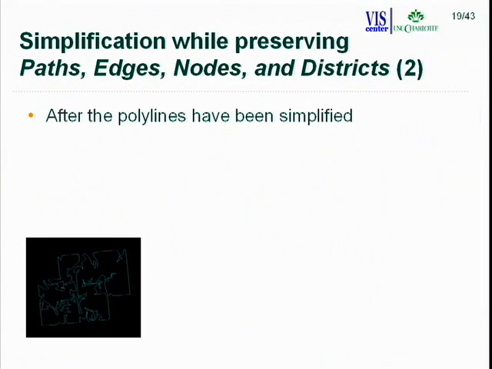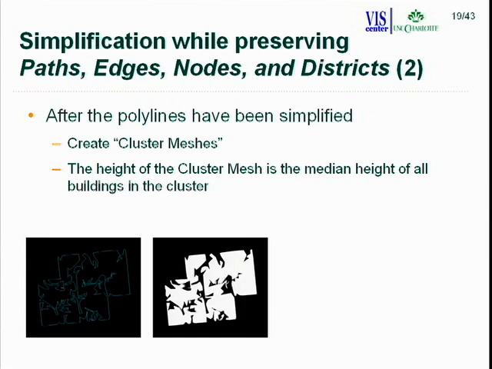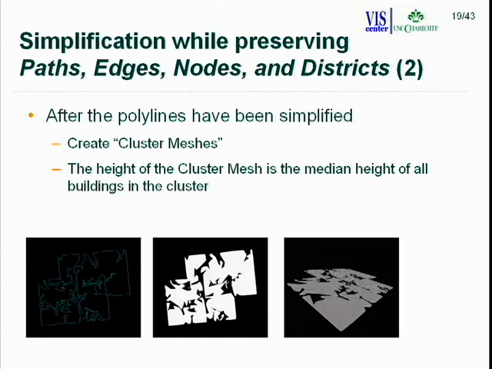Right. So once the polylines have been simplified, or once the merged hull has been simplified, we create what we call cluster meshes. And these are nothing more than protrusions of the footprints, where we determine the height of this cluster mesh to be the median height of all the buildings in the cluster. And this is what we mean by a cluster mesh.